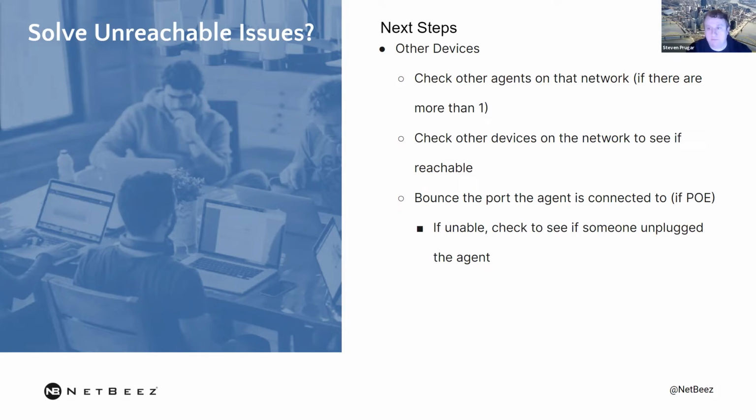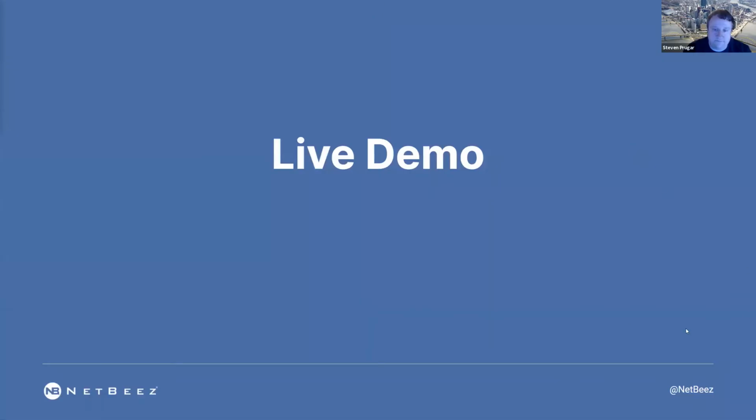If there's only one agent, maybe check other devices on the network, see if they're reachable, ping different gateways, different switches, see if you're getting a response. If you are, maybe bounce the port on the agent if it's PoE. If it's not PoE or if it's not responding, then check to see if somebody unplugged the agent. To be honest, I hear about that all the time when people are doing network changes and moving things around and upgrades. They want to move this switch physically over here, and they have to unplug some things, and it doesn't get plugged back in. That's unfortunately pretty popular. I do hear about that a lot.